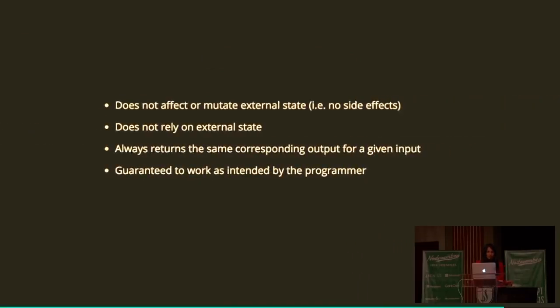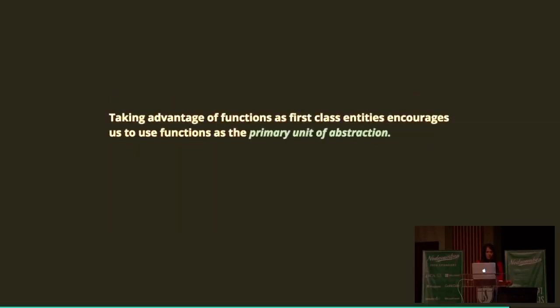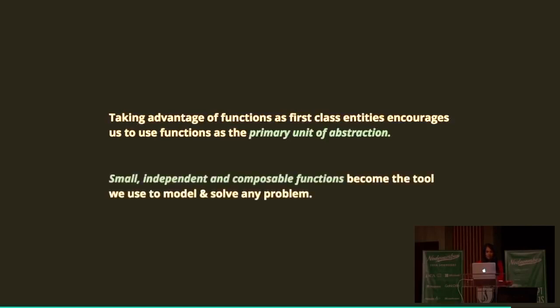So going to our checklist, does composition ensure we don't affect or mutate external state? Not really. Does it ensure we don't rely on external state? Not really. Does it ensure that we always return the same corresponding output for a given input? Not really. Does it ensure that it's guaranteed to work as intended by a programmer? Not really. So we saw that with first-class functions, it's a little bit weird. They didn't really meet any of our criteria for reasoning about code necessarily. But they did give us a lot of advantages, right? When you start to take advantage of functions as first-class citizens, it encourages you to use functions as the primary unit of abstraction. Small, independent, composable functions become the tool we use to model and solve any problem.